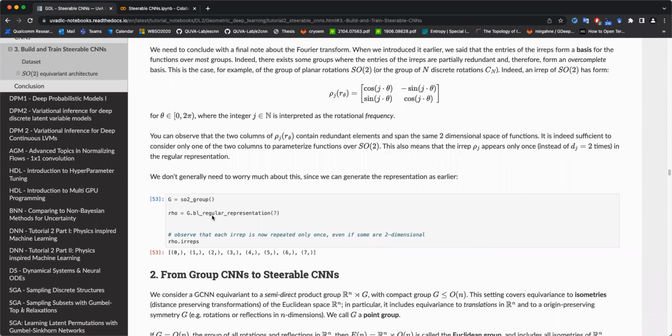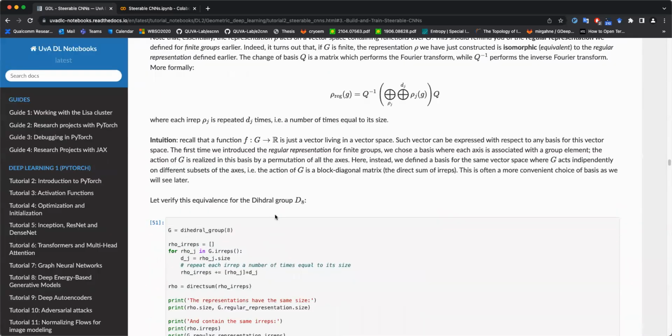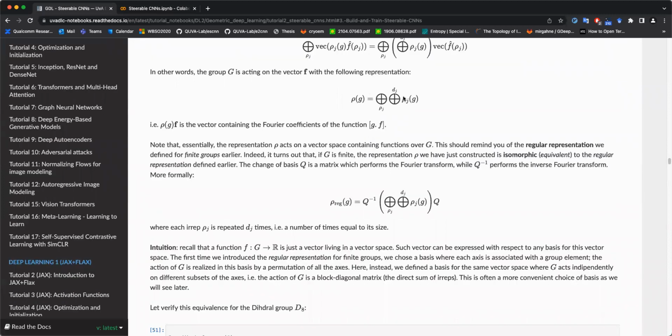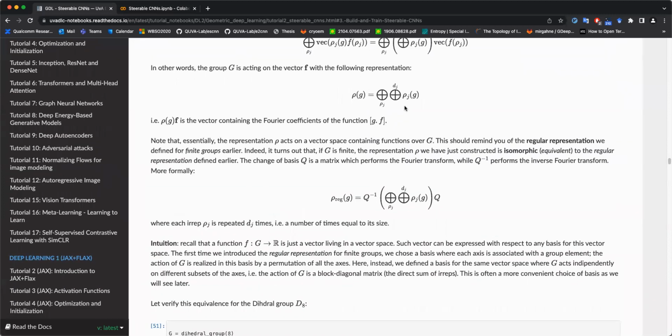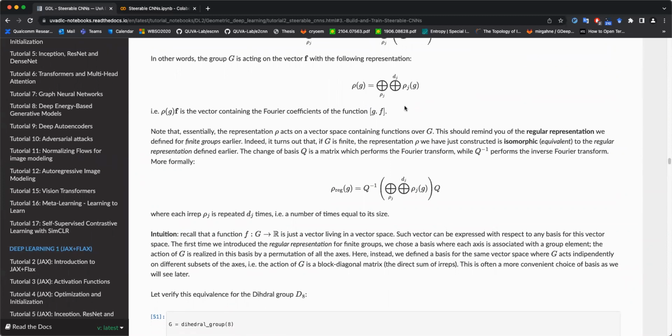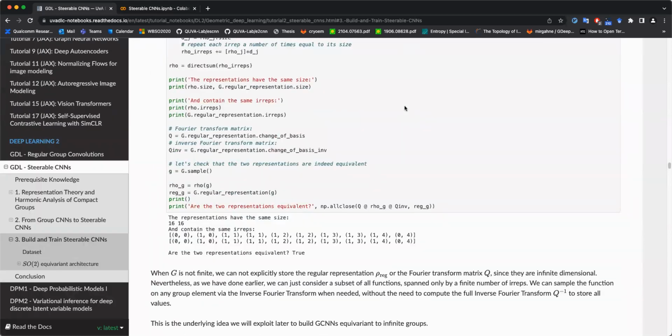But generally, you will always in the library call something like band limited regular representation up to frequency, for example, 7. And this is going to return you basically this direct sum of irreps up to frequency 7, right? So you don't have to worry about the fact that some of those irreps may appear a few less times than expected. So that's the only difference.